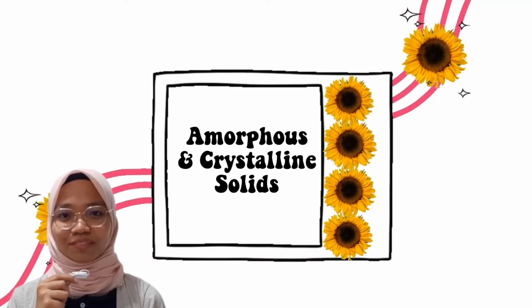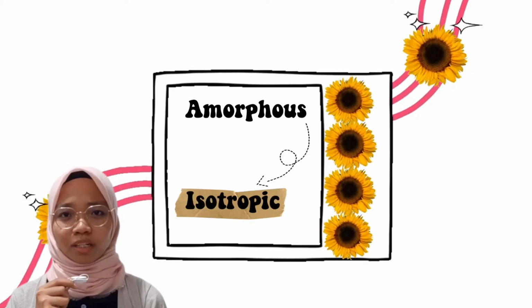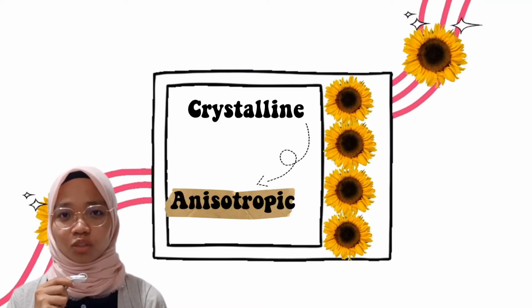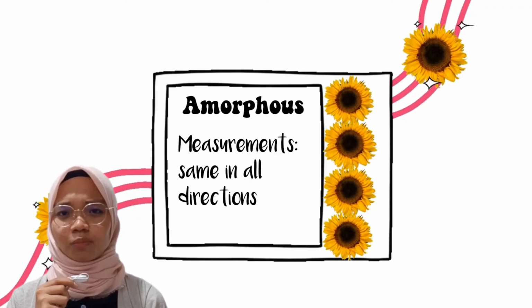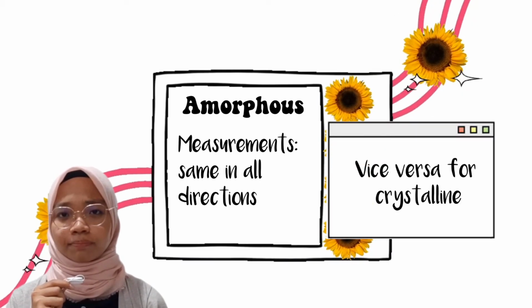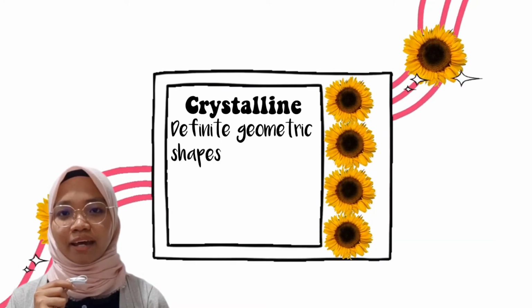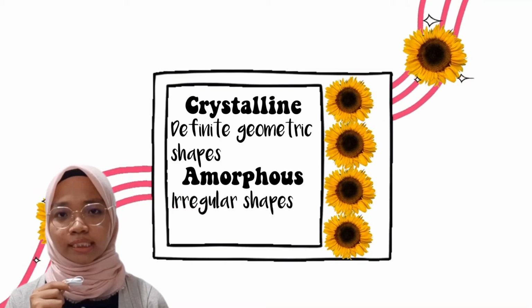Let's take a look at amorphous solids and crystalline solids. Amorphous solids are isotropic, while crystalline solids are anisotropic for their physical property measurement. This means that the physical property measurement of amorphous solids is the same in all directions, and vice versa for crystalline solids. Crystalline solids have definite geometric shapes, while amorphous solids have irregular shapes.